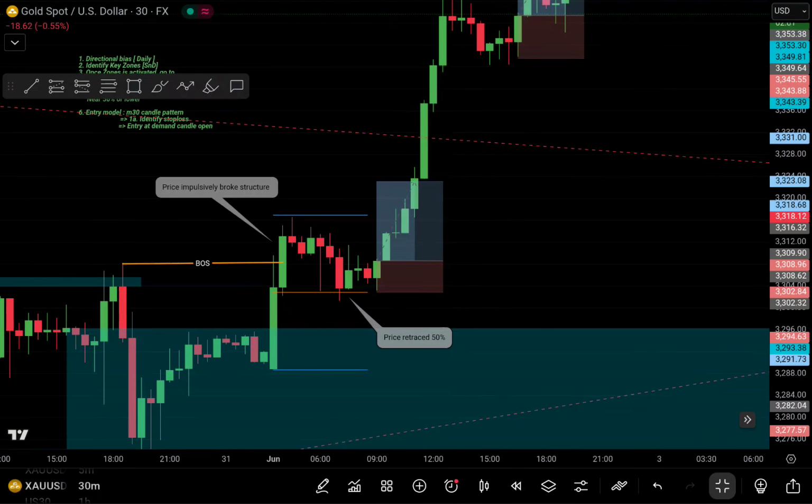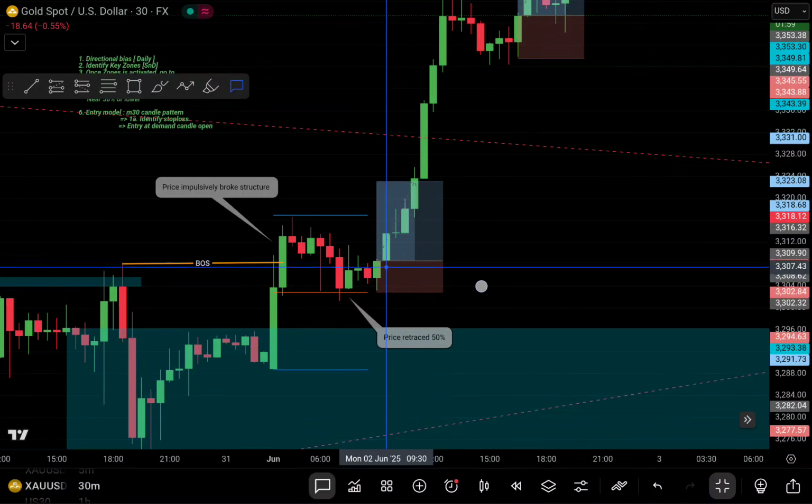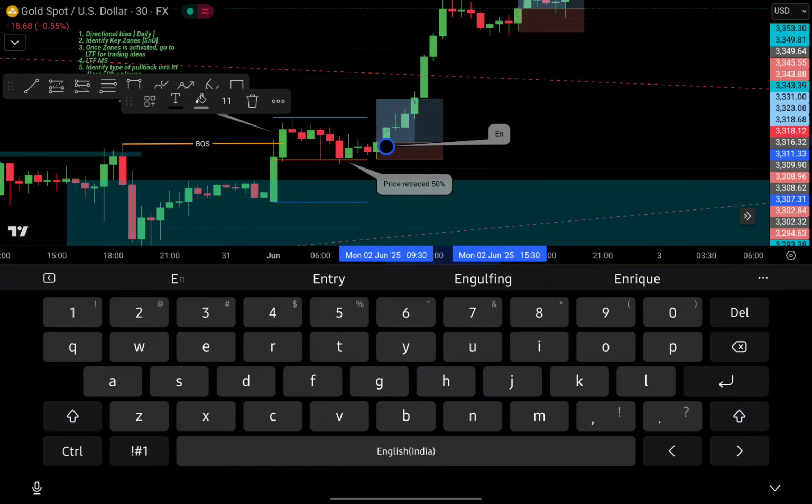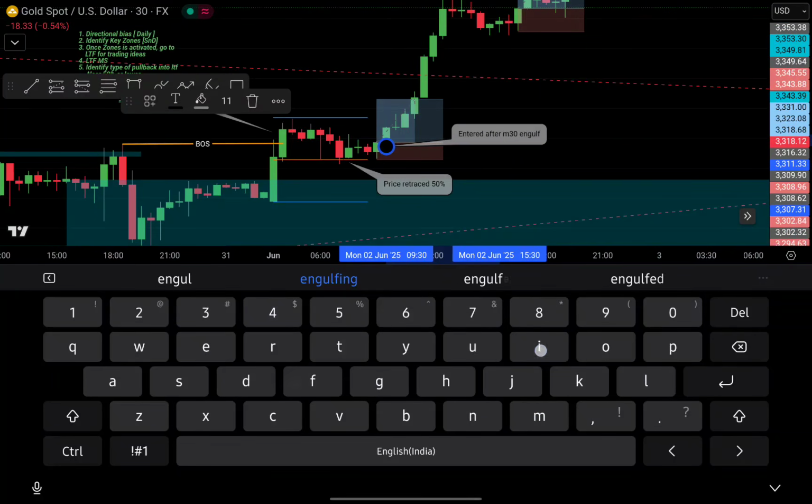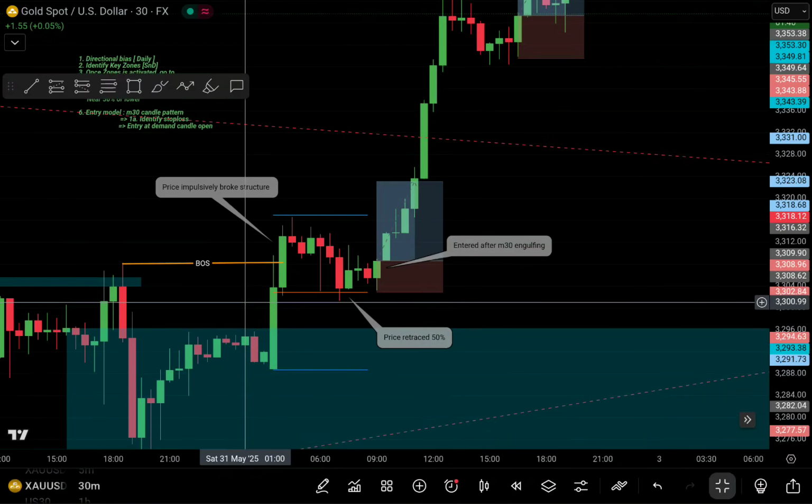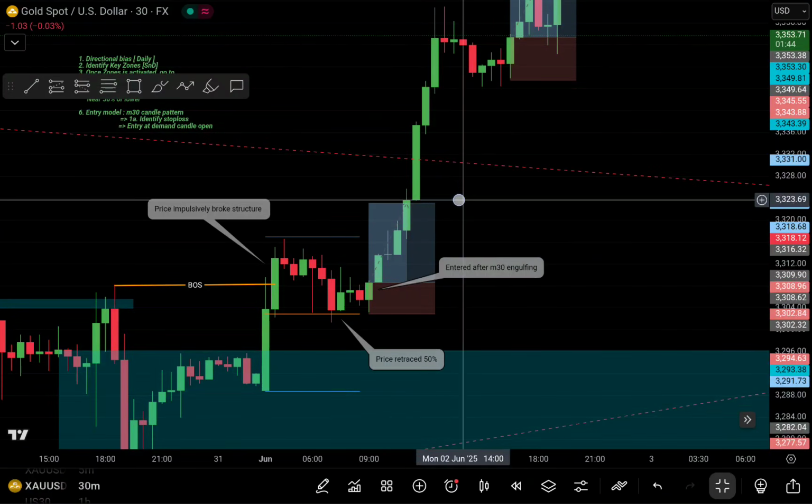Okay, then what do you look for? You look for an M30 engulfing candle. So this entered after M30 engulfing, and your TP would be 2R.